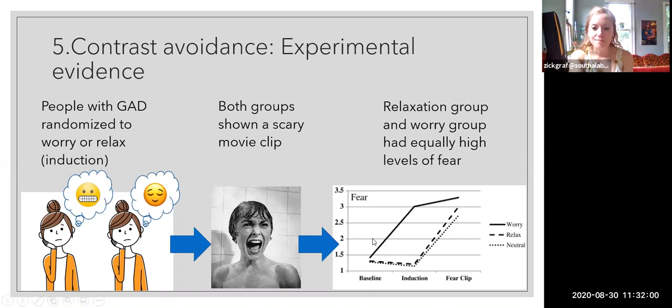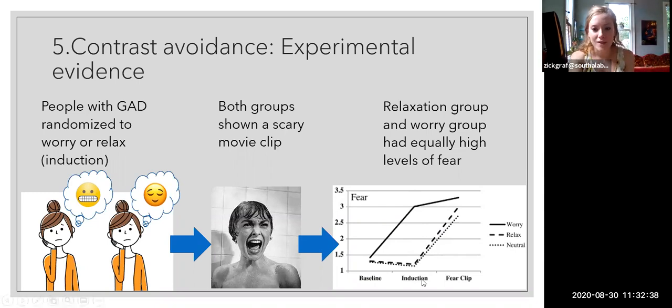So what we can see here is that people who intentionally tried to relax, this is known as the induction, so the induction of either worry or relaxation, people who relaxed were experiencing lower fear and anxiety before the film clip compared to people who worried. So worry raises people's fear and anxiety levels. But the important thing about this study is that people who relaxed prior to seeing the film clip experienced a big increase in fear and anxiety in response to this environmental stressor, which was experimentally manipulated in this case, but it's meant to represent real stress that can happen in people's lives.